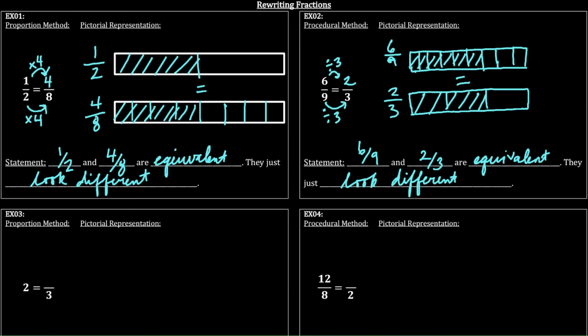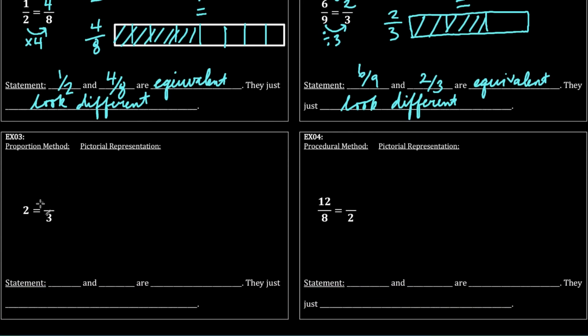We have 2 more. So 2 wholes is how many thirds? In this situation, it's useful if we represent 2 wholes as 2 over 1, that way we can do the process the same way. So 1 times 3 is 3. 2 times 3 is 6. So 2 wholes should be equivalent to 6/3.